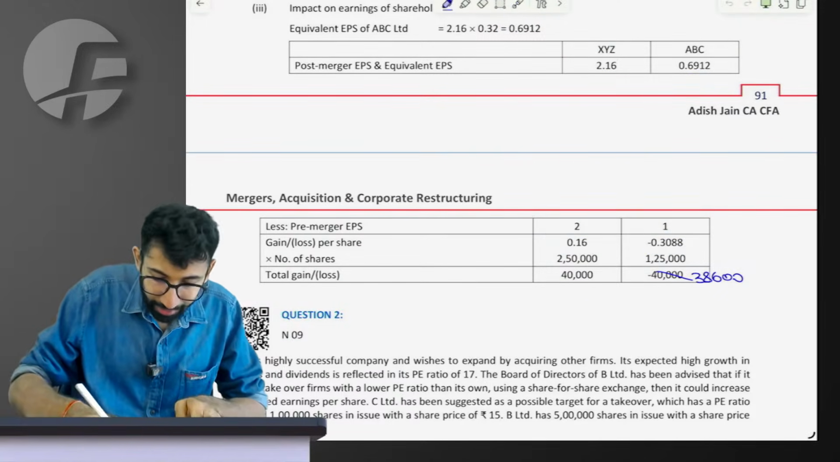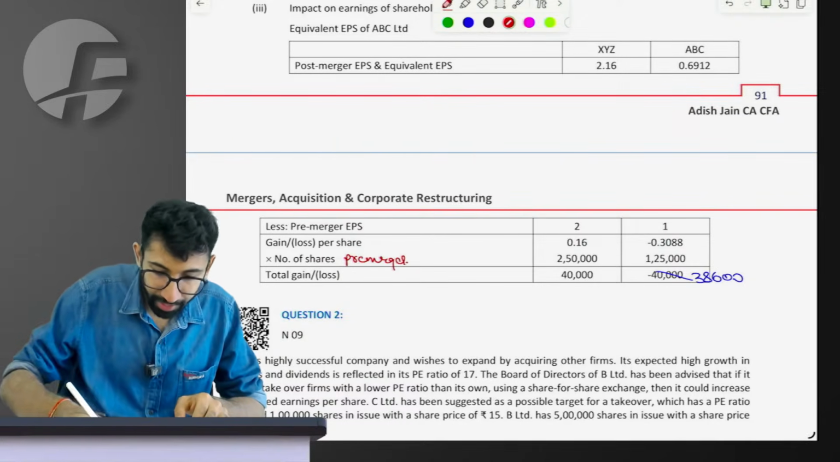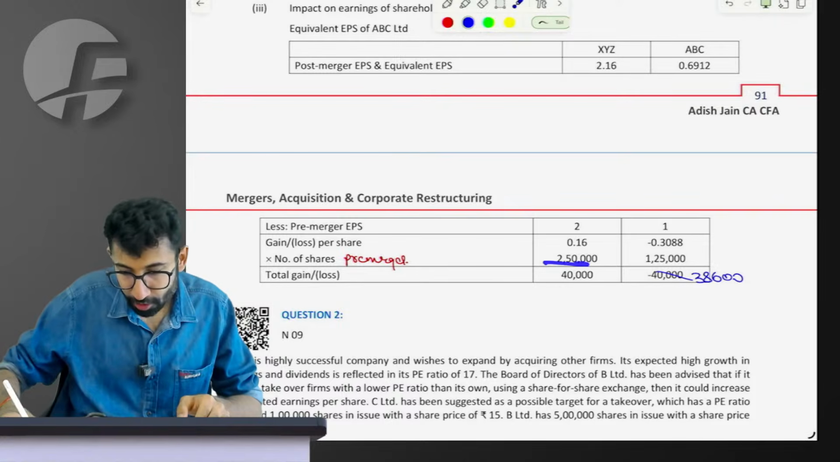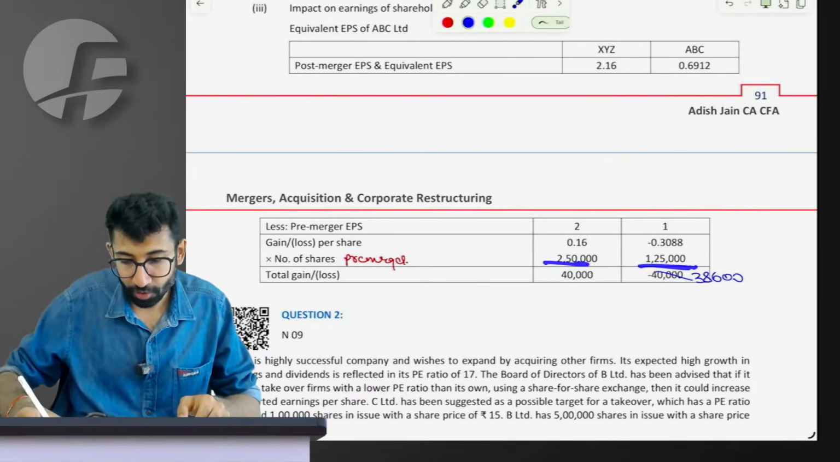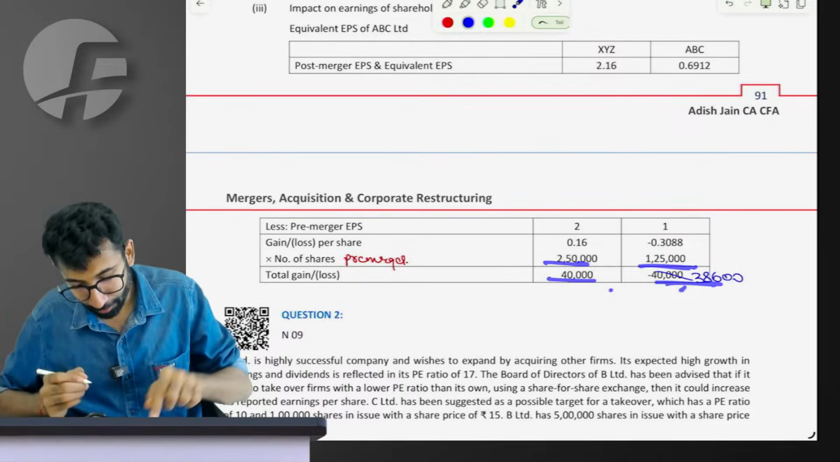If I multiply them with the pre-merger number of shares, I had 2,50,000 shares, you had 1,25,000 shares. Accordingly, you get the total amount of gain or loss. And that becomes the answer to this particular question.